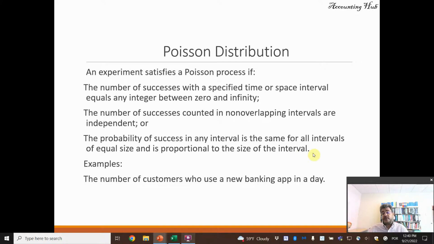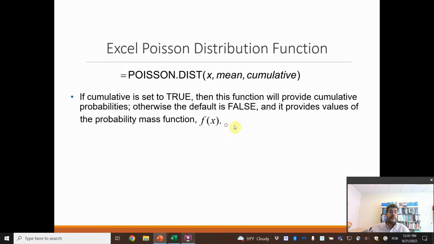What does it mean? For instance, the average revenue for a business is $30,000 in a 30-day period. So it is $1,000 per day. So it is proportional to the size of the interval. Okay, so there's no seasonality and so on. So examples: the number of customers who use a new banking app in a day, etc.